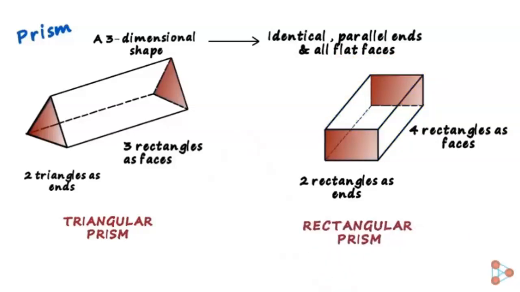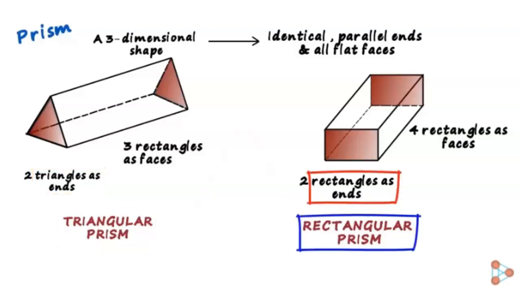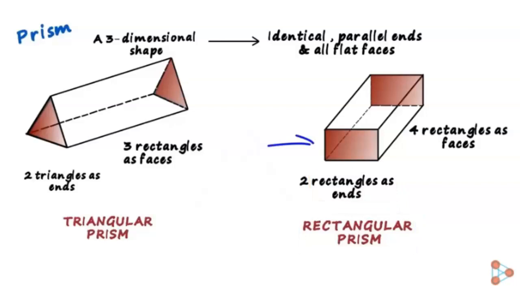So if you noticed, the prisms are defined by its ends. Triangles as its ends, triangular prism. Rectangles at its ends, rectangular prism. Look at the rectangular prism. Does this shape remind you of another 3-dimensional shape? Yes, a rectangular prism is also a cuboid.